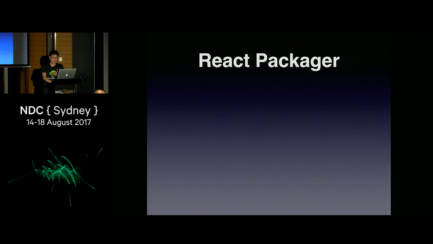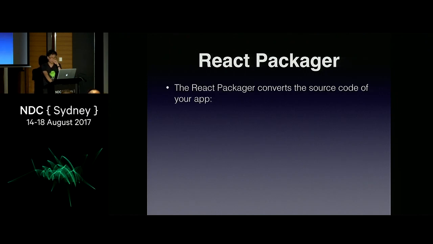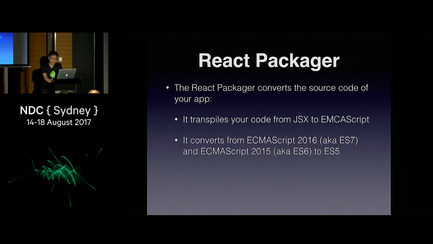Now, React packager. That's the one that I told you just now. The React packager basically converts the source code of your app, and what it does is that it transpiles your code from JSX to ECMAScript. It converts your code from ECMAScript 2016, also known as ES7, and ECMAScript 2015, also known as ES6, to ES5.